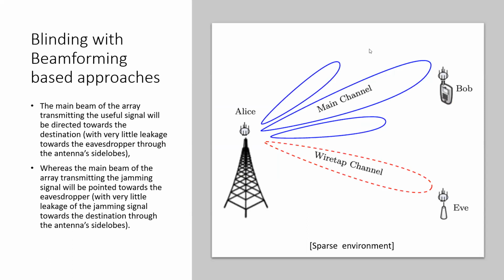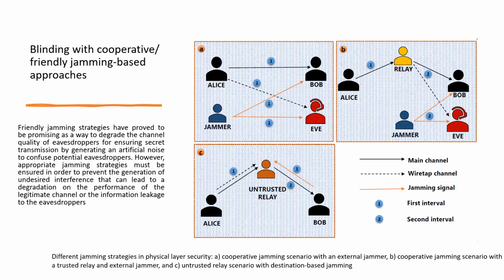Now, there are other concepts similar to artificial noise. As I explained earlier, in a sparse environment, you can launch the main beam of transmission toward the legitimate node and noise towards the attacker. Other than that, we have some things in the literature, the friendly jamming based concept. In friendly jamming, we are using the concept of cooperative communication for generating artificial noise or jamming signal in order to enable secure communication.